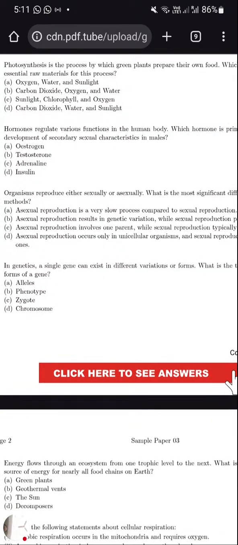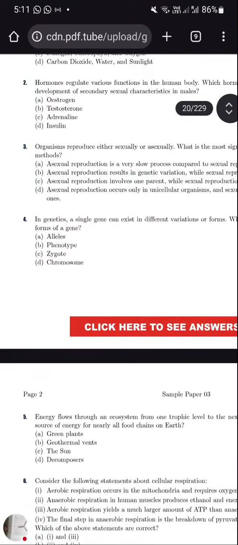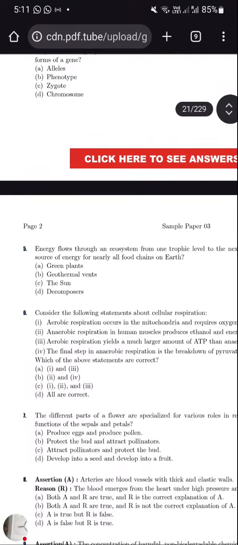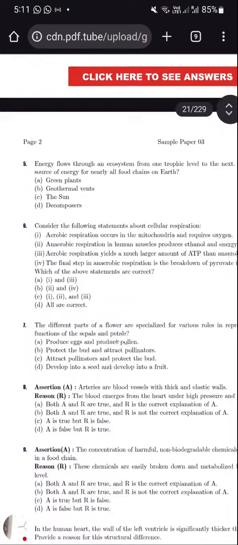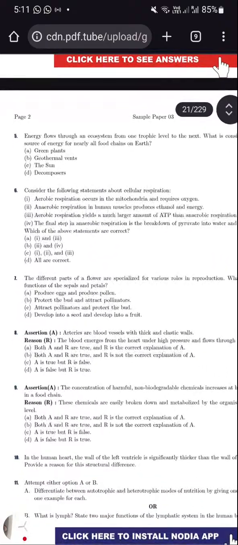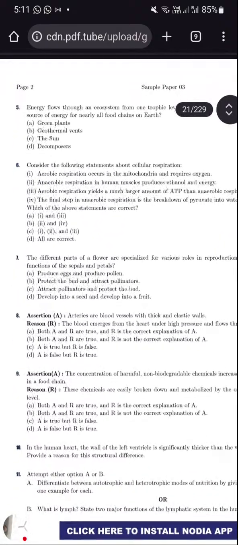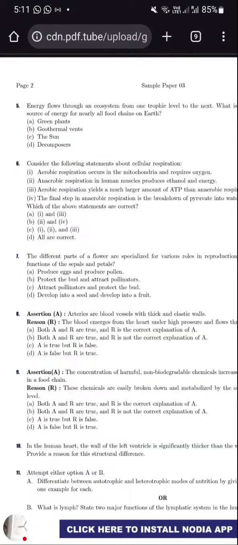Correct. Third answer is correct. Option number C. Fourth one, option number A. Very good. All four are correct. Now let's start with the fifth one. Energy flow. Question number 5. What is the main source of energy?